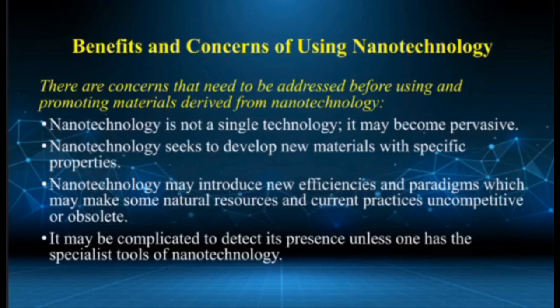Second, nanotechnology seeks to develop new materials with specific properties. One of the key goals of nanotechnology is to develop new materials with specific properties. By manipulating the structure and composition of materials at the nanoscale, researchers can create materials that have unique properties such as increased strength, improved electrical conductivity, enhanced chemical reactivity, and greater resistance to wear and tear.